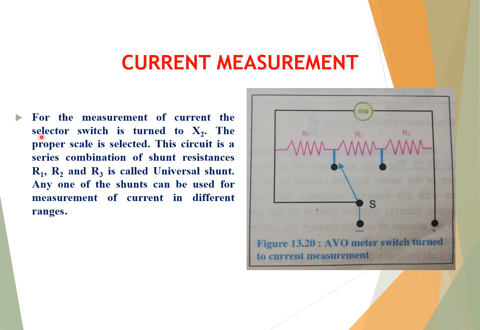For the measurement of current, the selector switch is turned to X2. The selector switch is turned to the current measuring instrument, that is represented by X2. The proper scale is selected. This circuit is a series combination of shunt resistances R1, R2, R3, and combinedly it is called a universal shunt. Any one of the shunts can be used for measurement of current in different ranges. So by changing the values of resistance, we can have different ranges of ammeter.